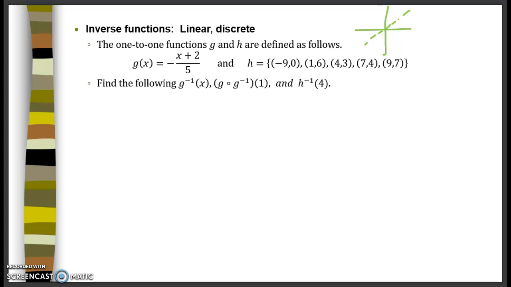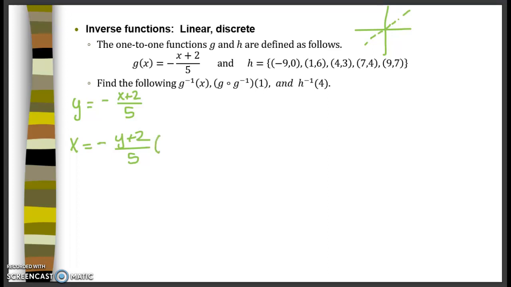So what I'm going to do is I'm going to say, okay, g of x, those are my outputs y, equals negative x plus 2 over 5. But now my inputs and my outputs are swapping, right? My x's are becoming my outputs for my inverse function, and my y's are becoming my inputs. So I'm going to swap x and y. So x equals negative y plus 2 over 5. And then whatever I get out for y is going to be my inverse function.